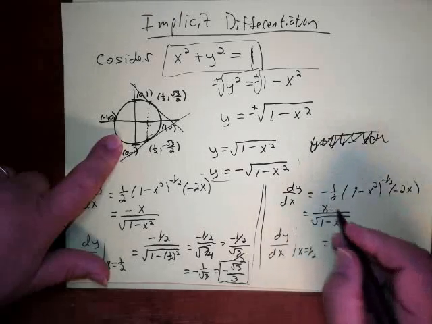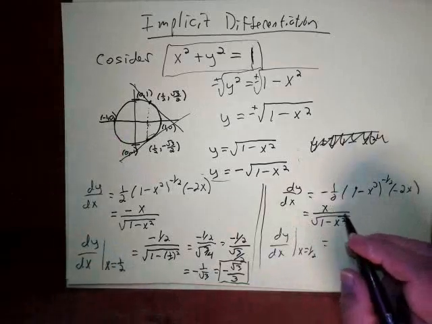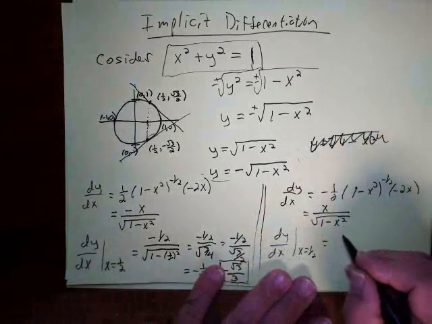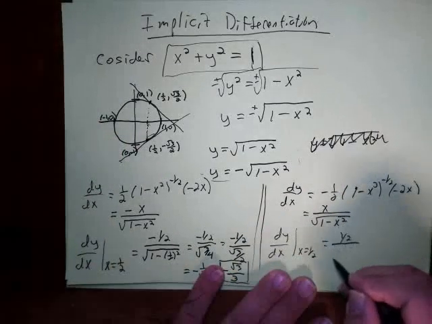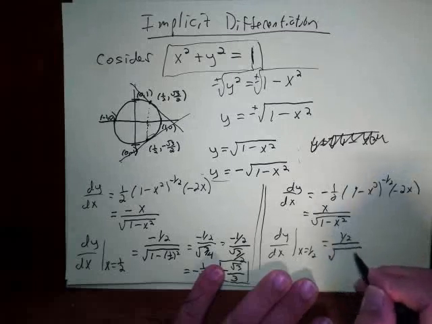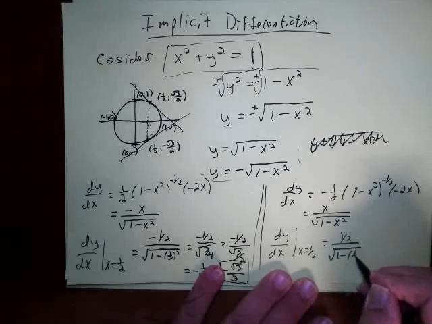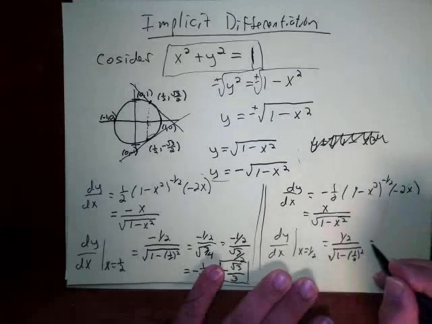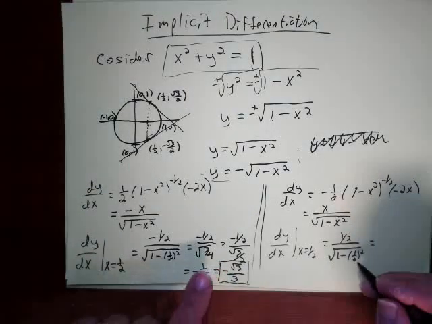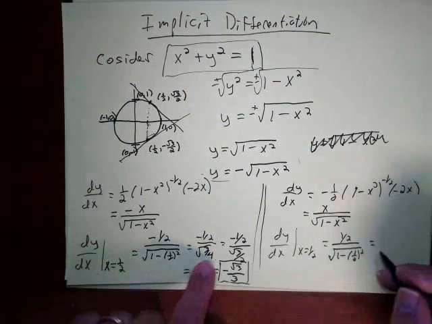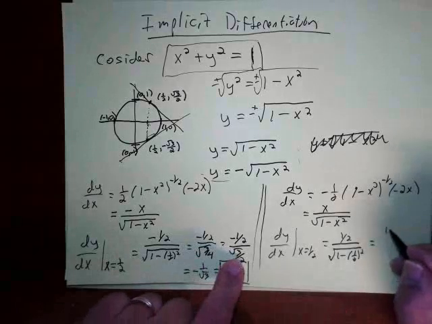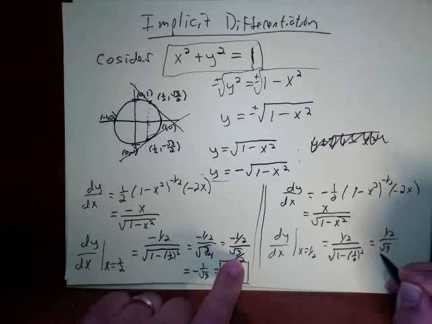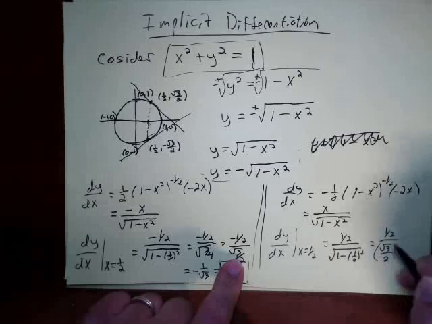And now I could plug it into here. So if I do that, I'm going to get 1/2 on top, and then the square root of 1 minus 1/2 squared. Now this thing ends up being the square root of 3 over 2, right? So I have 1/2 over the square root of 3 over 2.